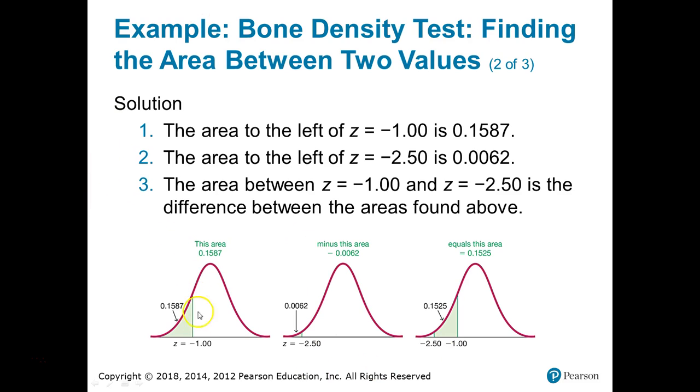You have to do the area of this green right here, then the area of this green right here, and then subtract the two. So that little tail right here is going to be going away. So what you're left with is the area between the -2.5 and the -1. So looking at -1, we just got that before, 0.1587. That's this region right here. Area to the left of -2.5 is going to be the 0.0062. And the difference between that area is going to be 0.1525, or this value minus that value.